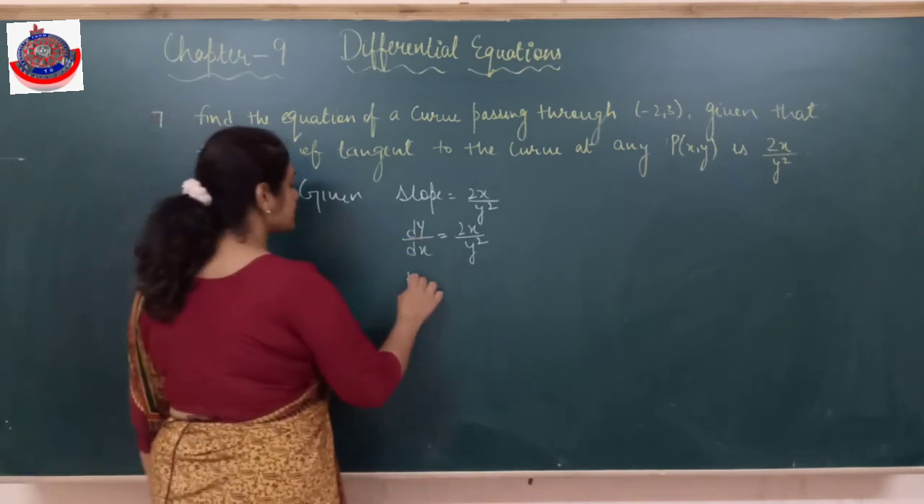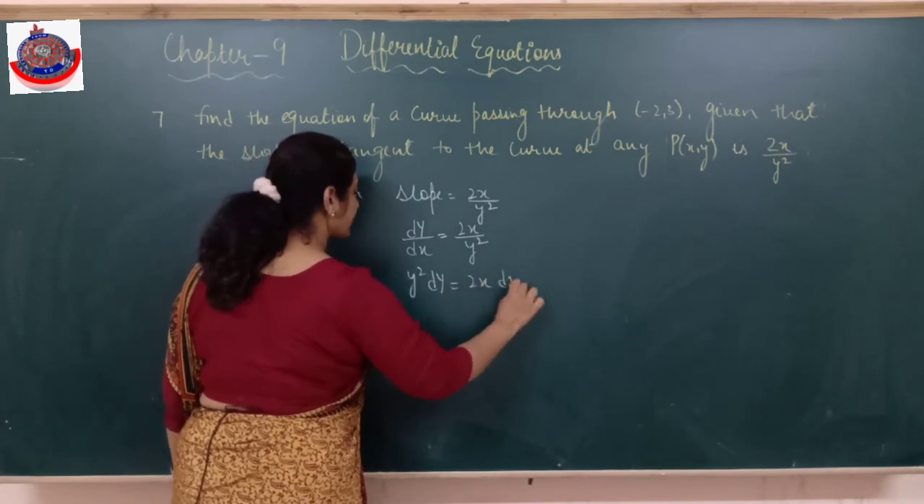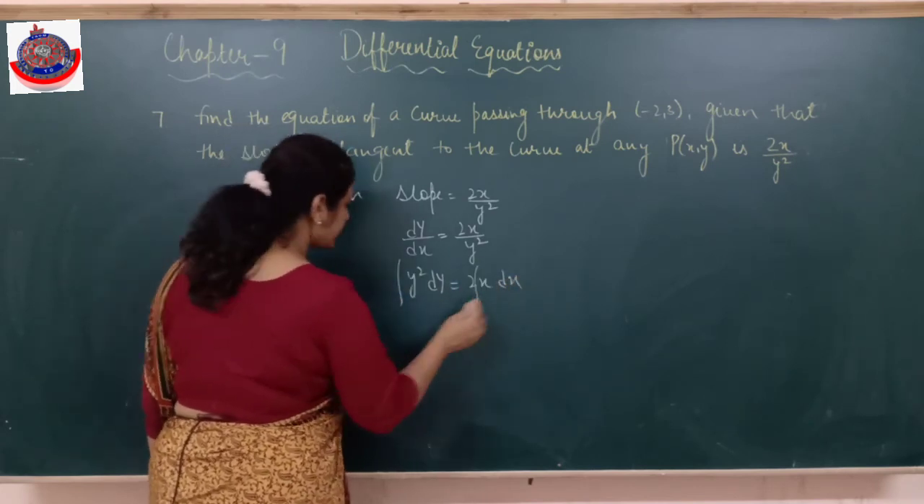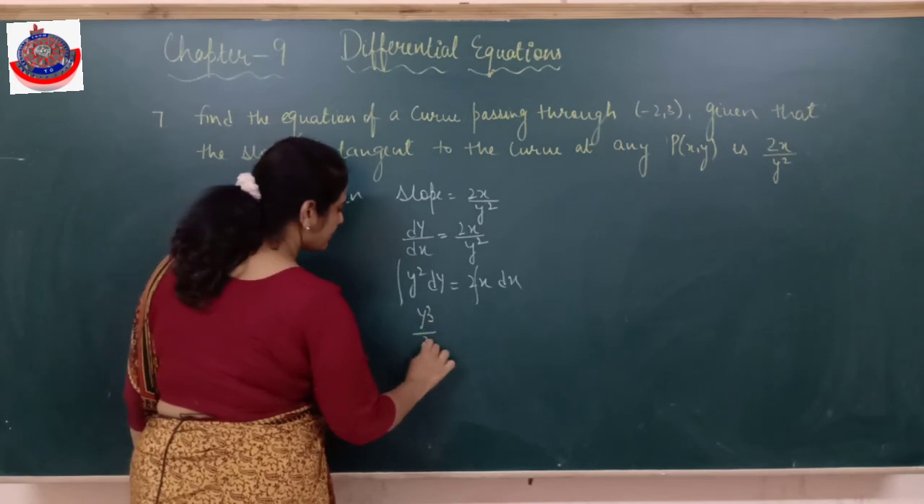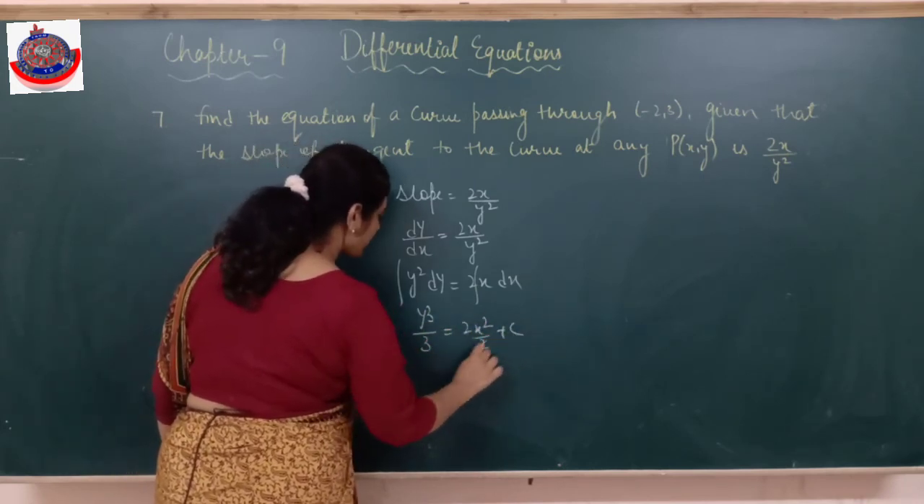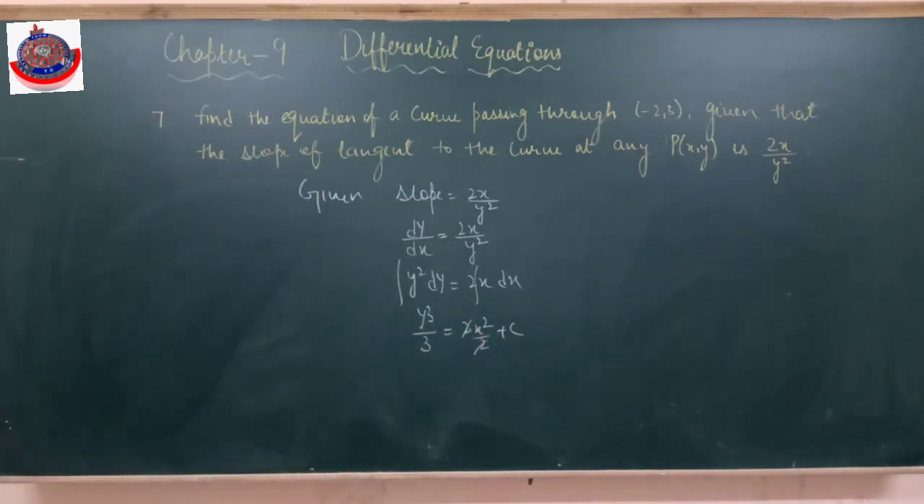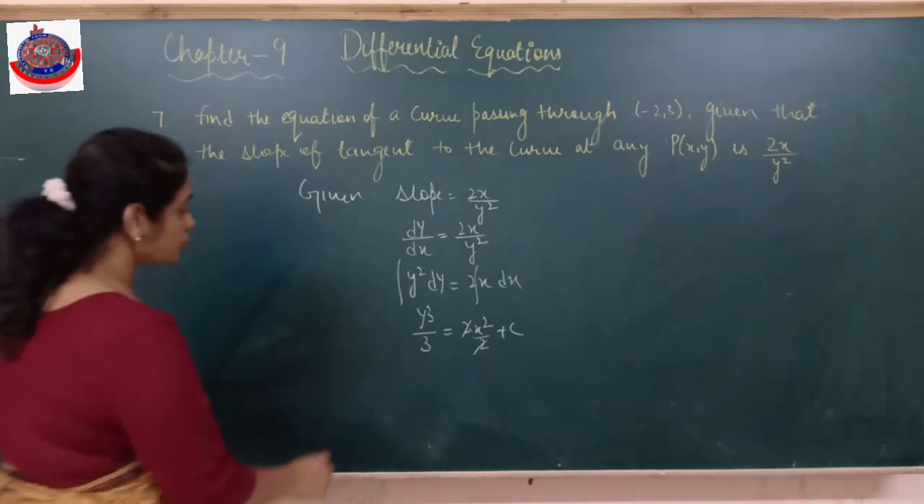So segregate. Integrate. Increase the power by 1 divided by increased power. Now they are asking me for a particular solution because they have asked me to find the equation of a curve which is passing through (-2, 3). So put the values.